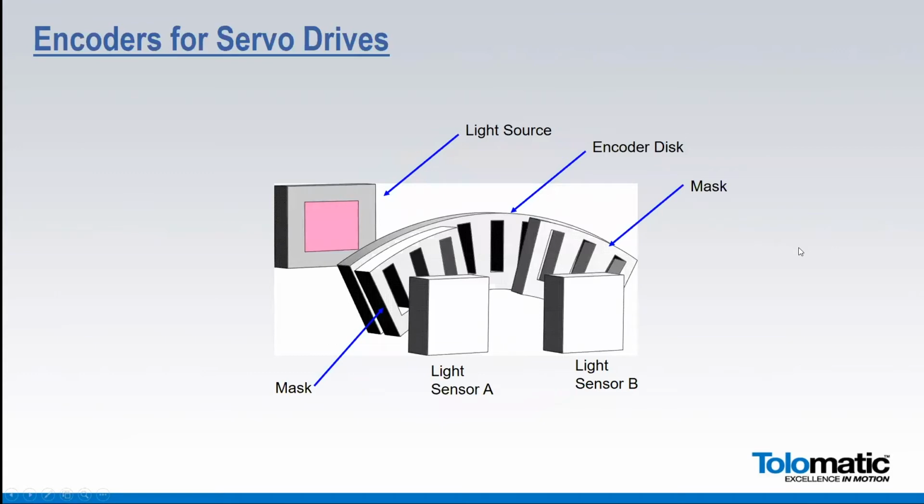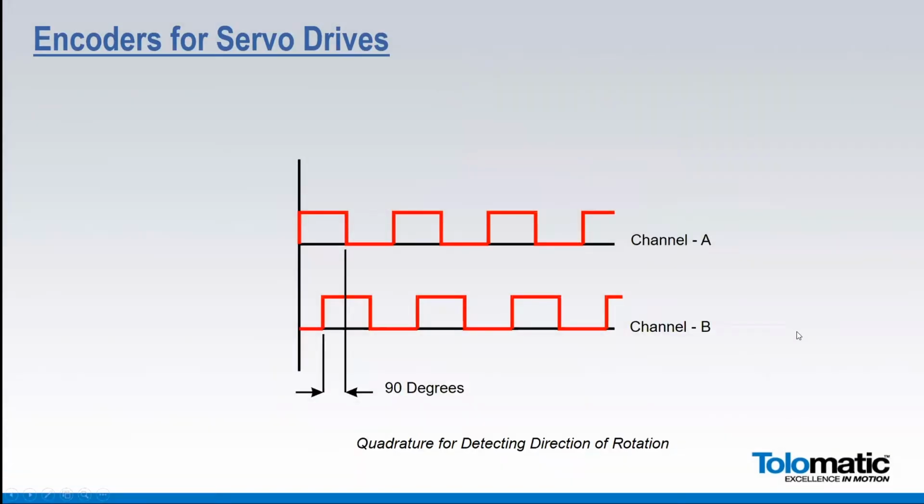Also on encoders, the actual design is a little bit more sophisticated, in that there are actually two light sensors that pick up the light source, and they're 90 degrees out of phase with each other. So that gives you an encoder output that has two channels that are 90 degrees out of phase with each other. And the beauty of that is that it allows you to tell the direction you're rotating.